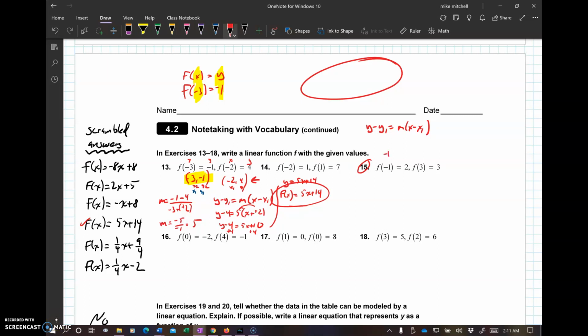So again, this is going to give us the points (-1, 2) and (3, 3). Remember, that's f of x equals y. Those are the same thing. x was -1, the y ended up being 2. x2, y2, x1, y1. So we're going to have our slope is equal to 2 minus 3 over -1 minus 3, which gives us -1 over -4, which is 1/4.